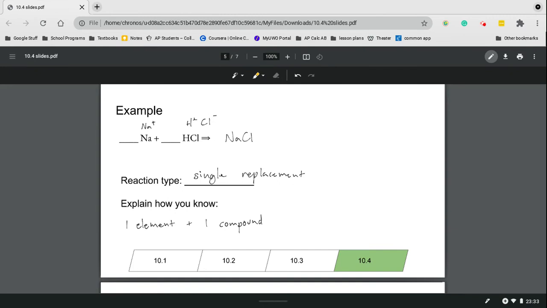NaCl plus H. But remember, hydrogen is a diatomic element. So it's going to be H2. So we're going to need a little 2 here to balance that out. I'm just going to make a 2 there and there.